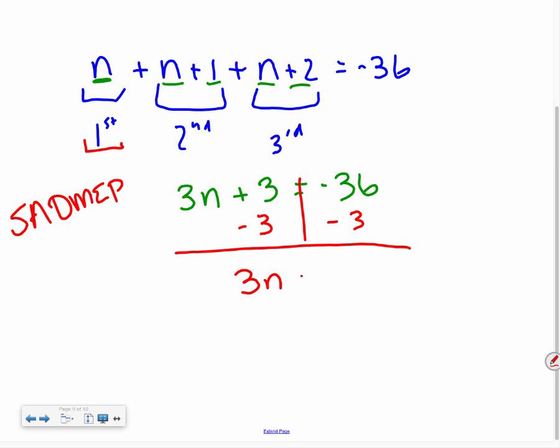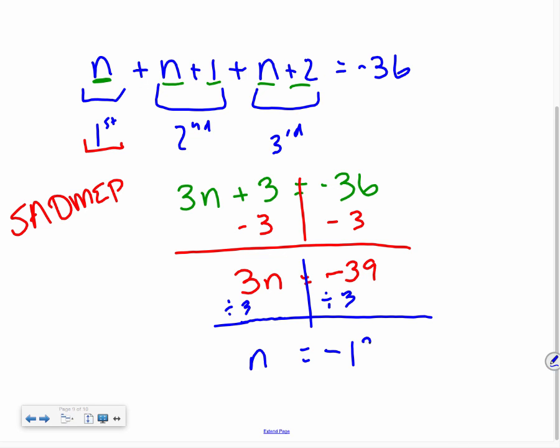I now have 3n equals negative 36 minus 3 brings me to a negative 39. Next, in order to get n by itself, I'm going to divide both sides by 3. I'm left with n on the left-hand side. And on the right-hand side, I have a negative divided by a positive. It's going to bring me to a negative number. And 39 divided by 3: 3 divided by 3 is 1, 9 divided by 3 is 3. So it's a negative 13.